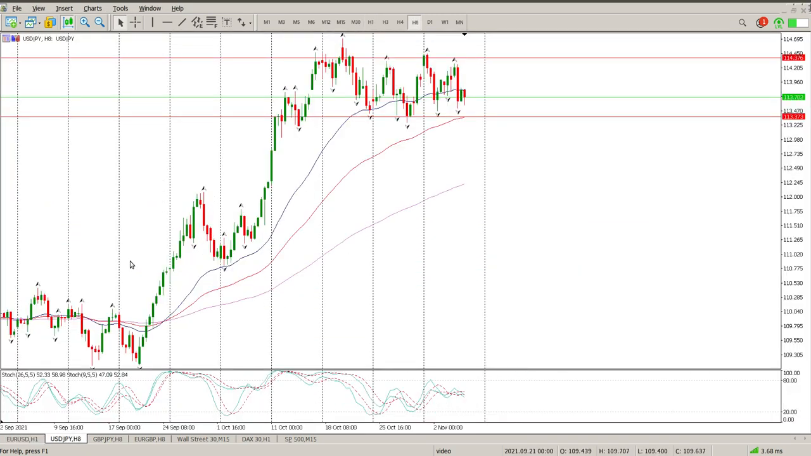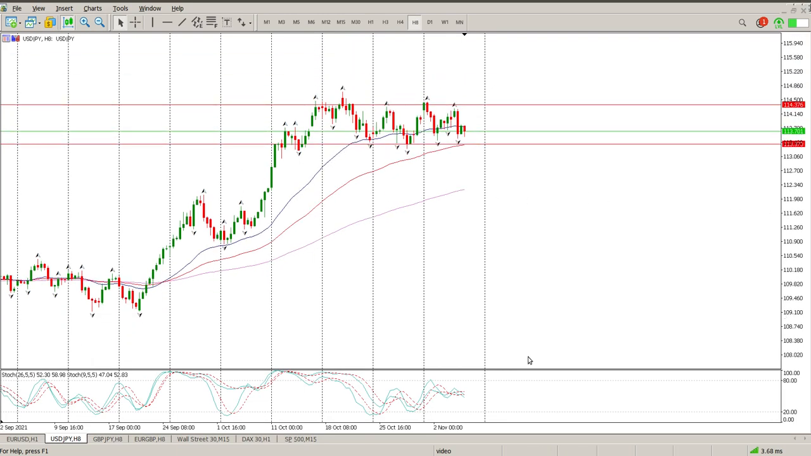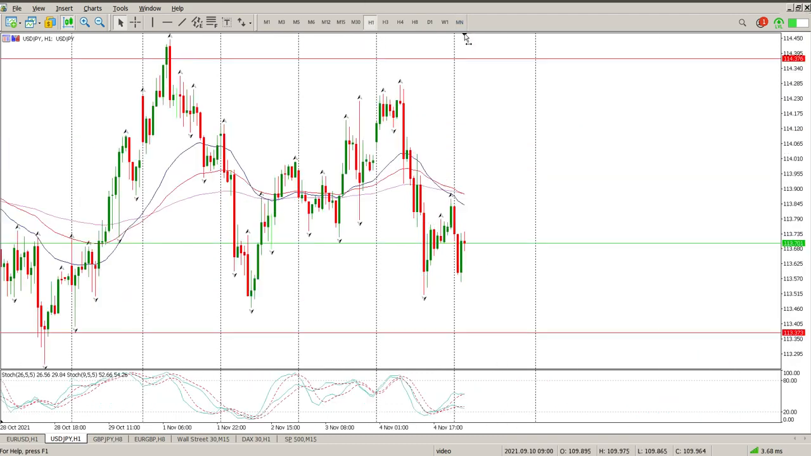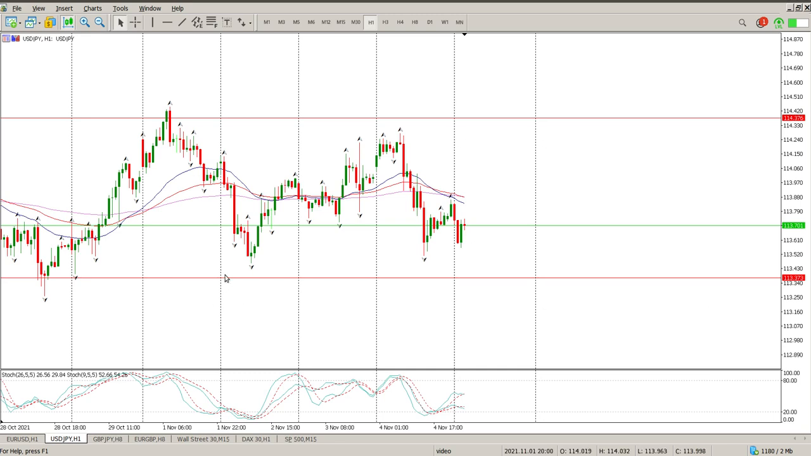US dollar, Japanese yen. So we are clearly sideways. We're clearly sideways in a range. And until we break that range, I am a sit on hands player. So if we look at the hour, you can see big up, big down, above and below the moving averages. No real structure here. I have no interest in trading that at all.